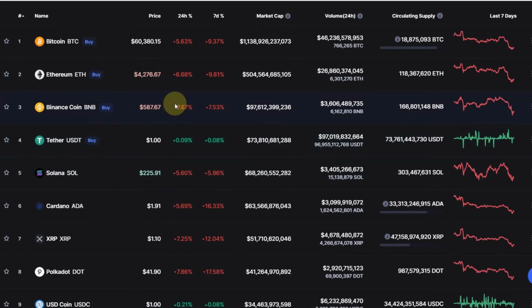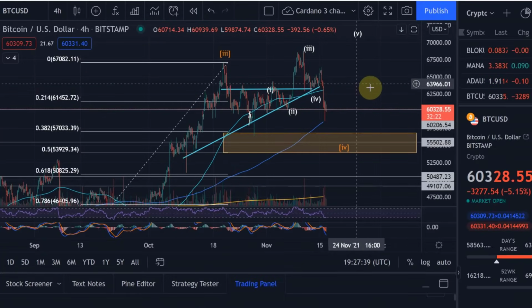In this video, I'm going to take a look at the Cardano chart and the Bitcoin chart from an Elliott Wave point of view. And generally, we can see the markets have slightly recovered since we dropped massively today. Still deep in the red, but we have recovered a little bit. I want to start with Bitcoin first.